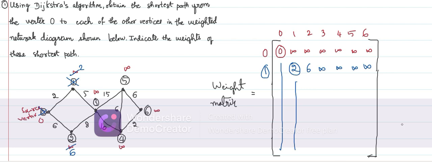Now consider the vertices adjacent to 1, that is 3 only. 0 is blocked already, so we have 2 plus 5 is 7. Among 7 and infinity, we have to allocate 7, the minimum quantity, and that's the only possibility. So we allocated 7 to the vertex 3. 6 is carried as it is, and the infinity is also carried as it is. Among 6 and 7, which one is minimum? 6 is minimum, and that corresponds to vertex 2. So now we have to block the vertex 2.